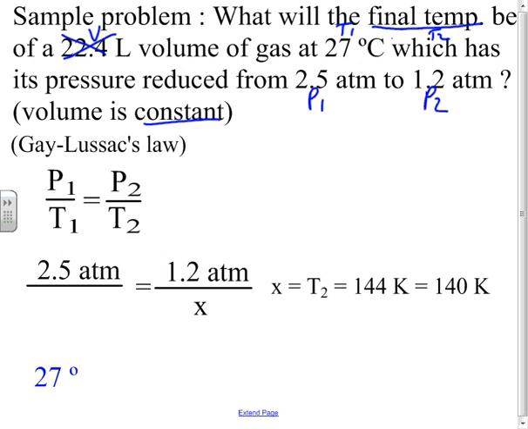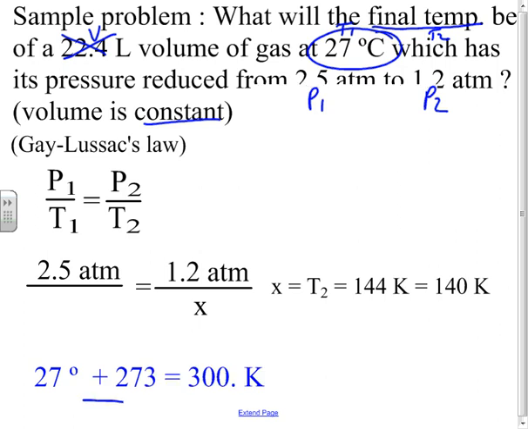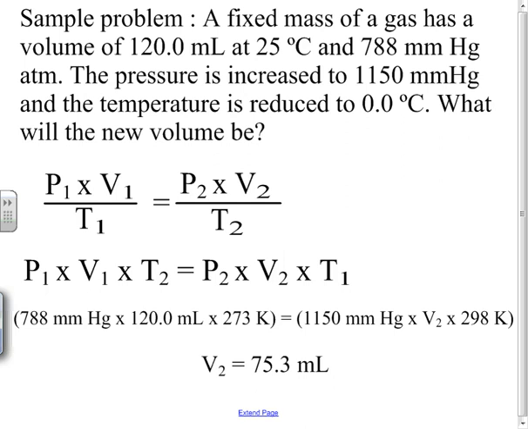This problem gives us the temperature is 27 degrees Celsius. Again, we cannot do gas laws in Celsius. We must convert to Kelvin. To convert Celsius to Kelvin, you will add 273. So that gives us our T1 as 300 Kelvin. And then again, we have to solve for T2 in this problem. So cross multiplying, dividing gives us a T2 value of 144 Kelvin. Or again, reducing to 2 sig figs, that would be 140 Kelvin.